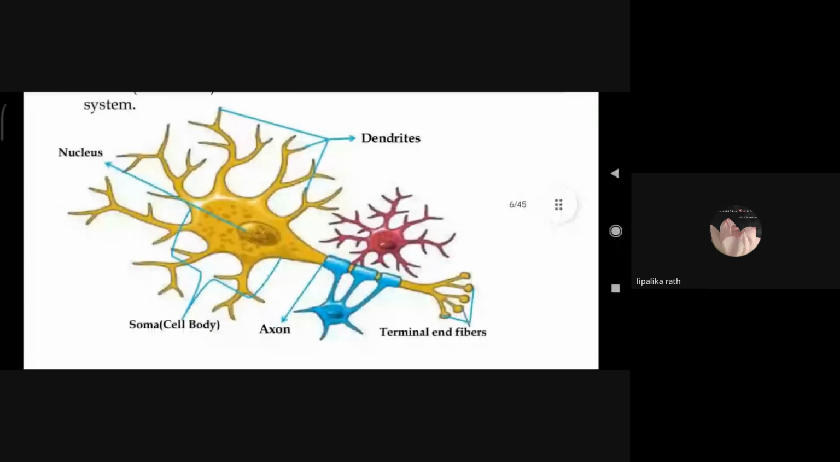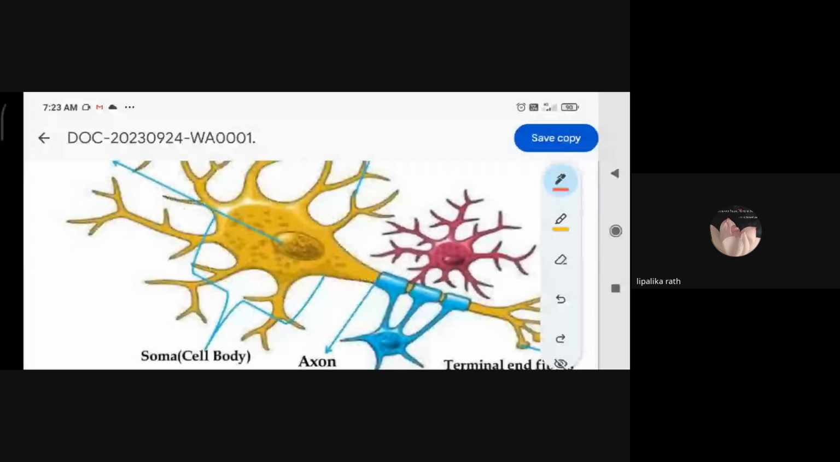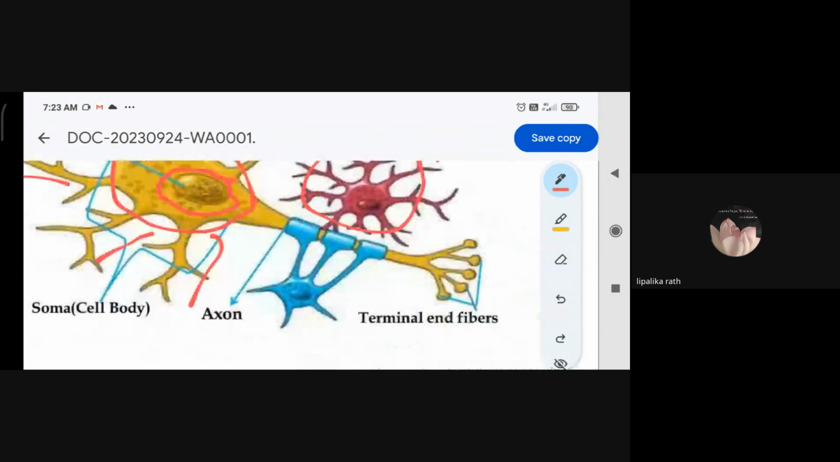It has a cell body. This portion is the cell body, and here you can see the nucleus, and these are dendrites, a tree-like structure, and this is neuroglia. Okay, and this is the axon. This portion is the axon, and this axon is covered with myelin sheath. Can you please remember what the myelin sheath was?